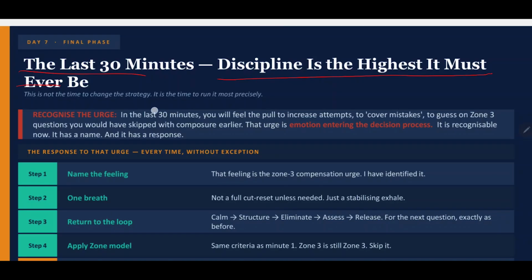In the last 30 minutes, you will feel pulled to increase the attempts, to cover mistakes, to guess on zone 3 questions. You will have skipped them with composure earlier. The urge is emotion entering into the decision process. So it is recognizable now, it has a name now, and it has a response, right? The response to that urge, every time without exception, is naming the feeling.